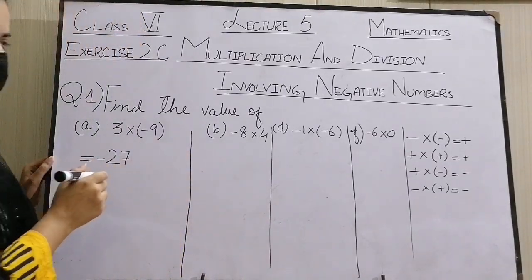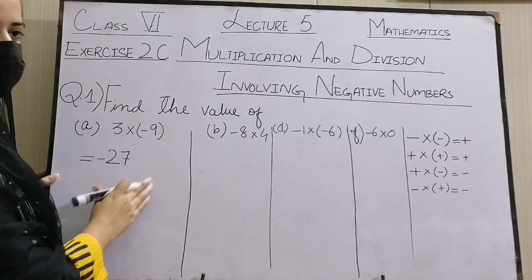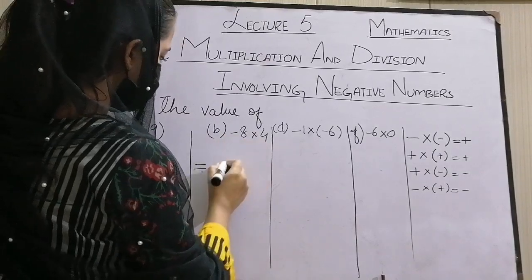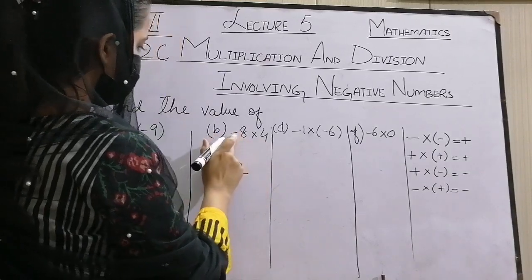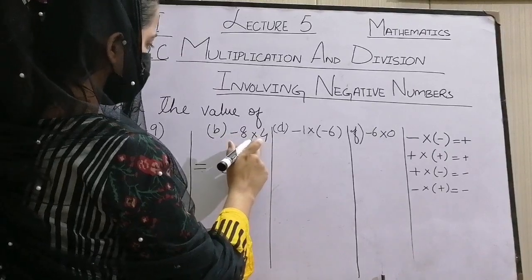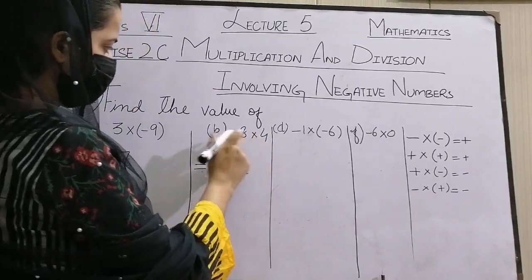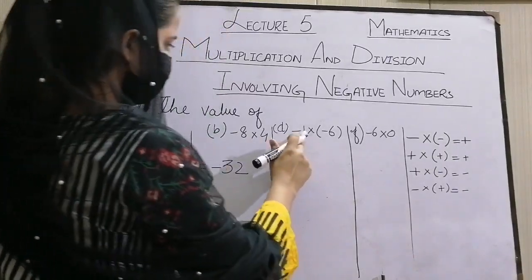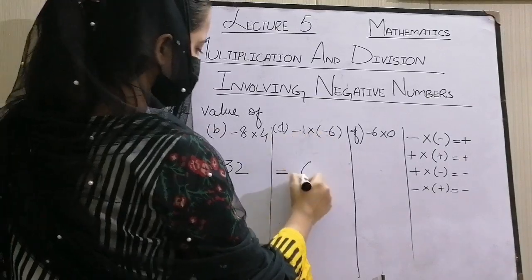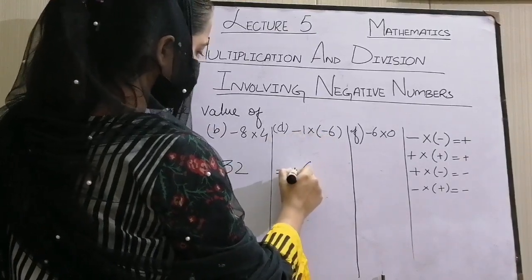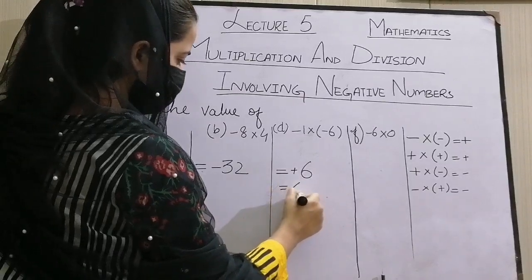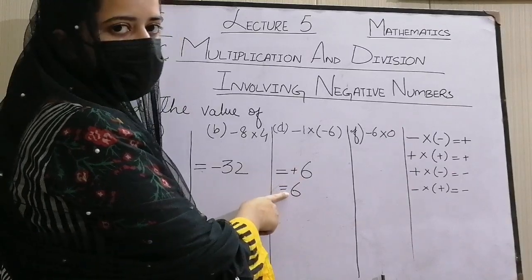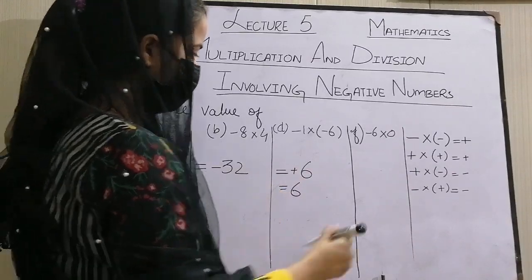Like the previous exercise, you are not supposed to use calculator in this exercise as well. 8 4s are 32. 8 is with a negative sign and 4 is without a sign, which means 4 is positive. So minus plus minus. 1 into 6, 6 ones are 6. So minus minus plus, plus 6 or just simple 6. Because we do not usually write plus sign with positive numbers, it is understood.